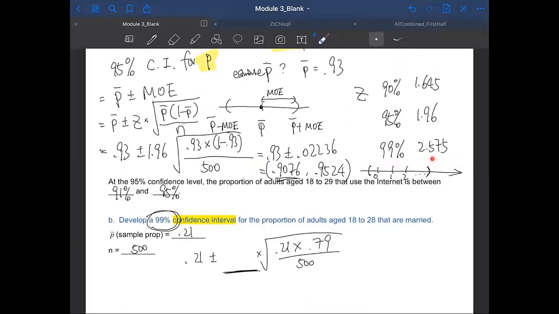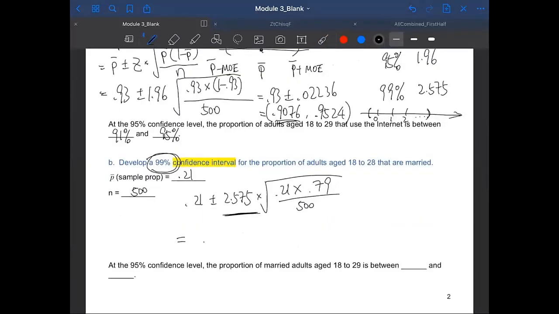This part, 2.575. So this is going to give you 0.1631, that's going to be the lower bound, and 0.2569. So you can convert those two in terms of proportions, right? I'm just going to round it to 0 decimals. That's going to be 26%.